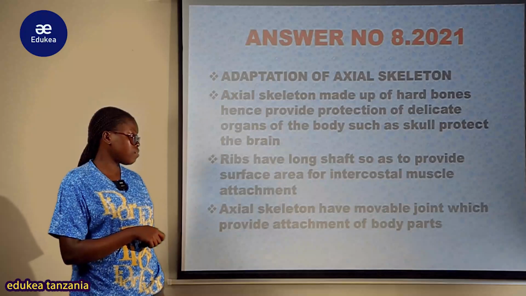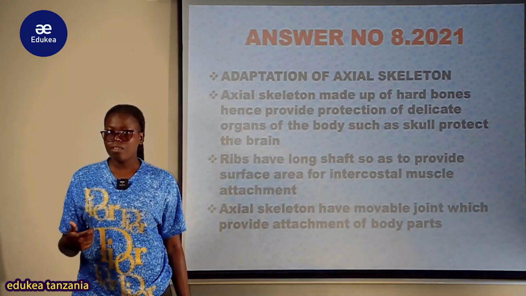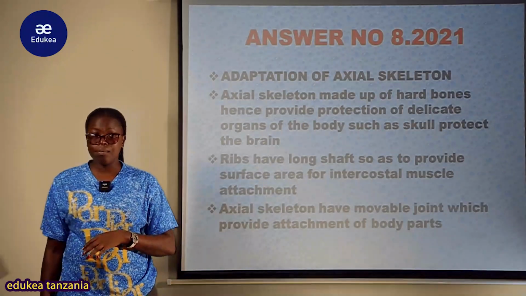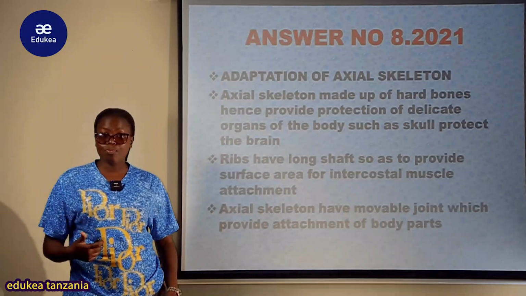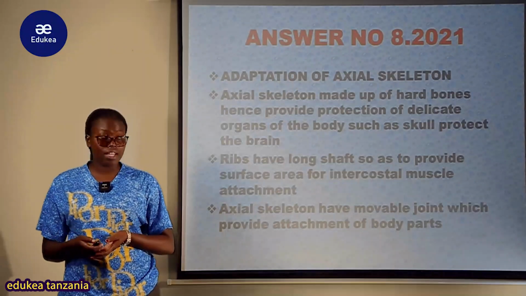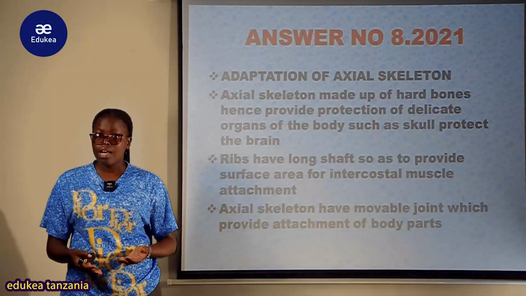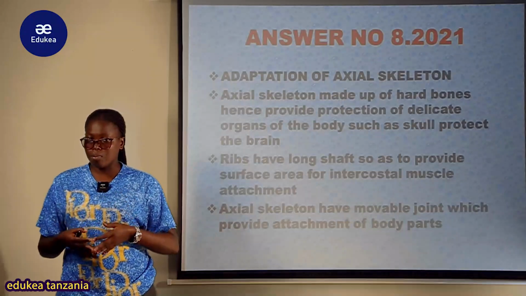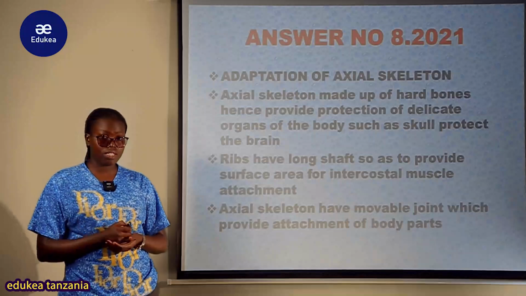Likewise, ribs have a long shaft so as to provide surface area for attachment of intercostal muscles. In the rib cage and sternum, the ribs have long shaft bones which help provide a large surface area, and there is also cartilage which helps provide a large surface area for intercostal muscles, which help in movement during breathing, either during inhalation or exhalation. So this helps the gaseous exchange or breathing process to be more successful for the organism. So this is also an adaptation of the skeleton.